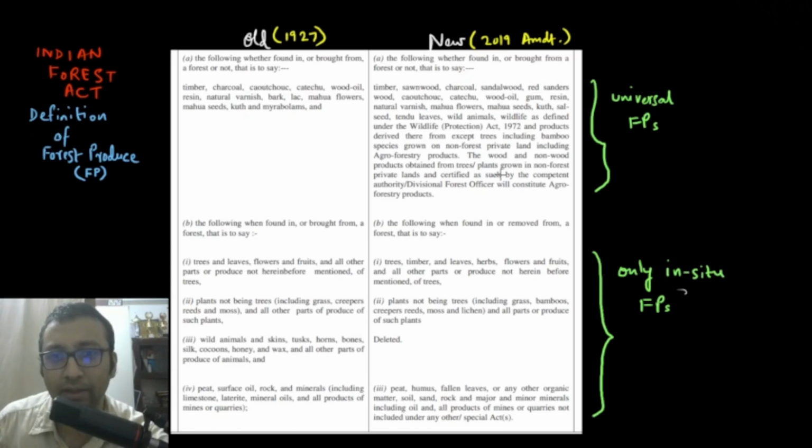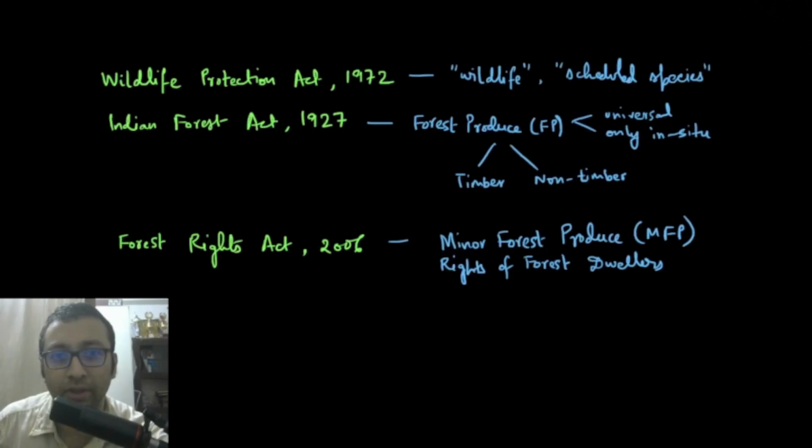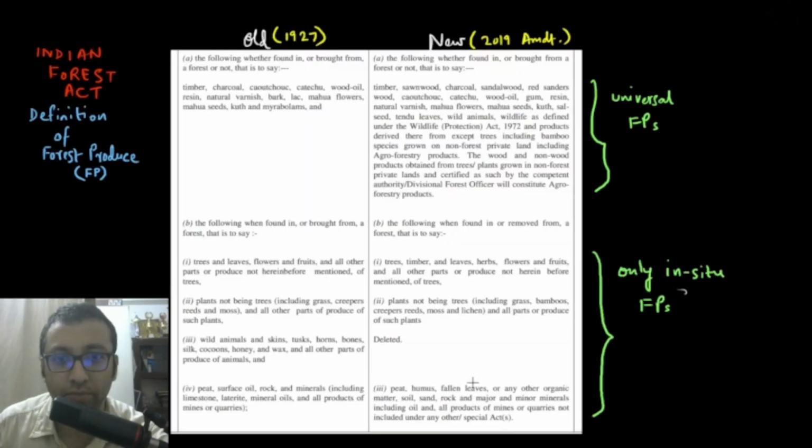Okay, another difference that this new amendment has made is that, as you can see, universal and only in situ was there, but timber and non-timber forest produce have been divided. The Indian Forest Act 1947 defines non-timber forest produce as anything apart from timber. So within forest produce you have timber, and everything apart from timber is non-timber forest produce.